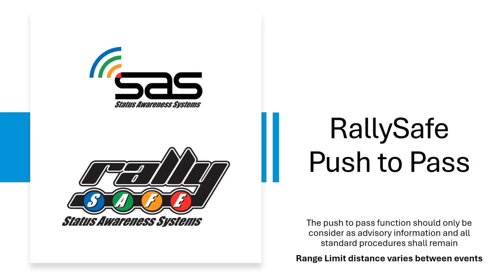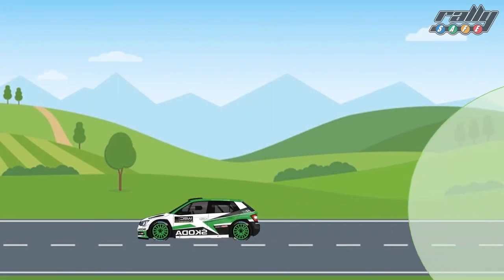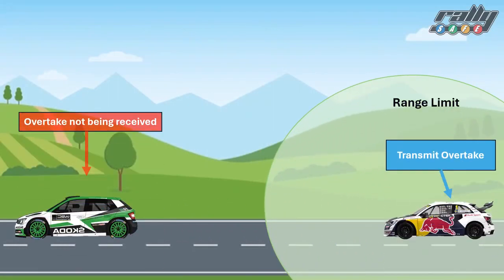This video will show you some scenarios when using RallySafe's push-to-pass, including a brief video on how to use the push-to-pass function on the RallySafe unit. In this scenario, you can see that the slower car is not within range limit, but the faster car is requesting to overtake. This will not get received by the slower car.